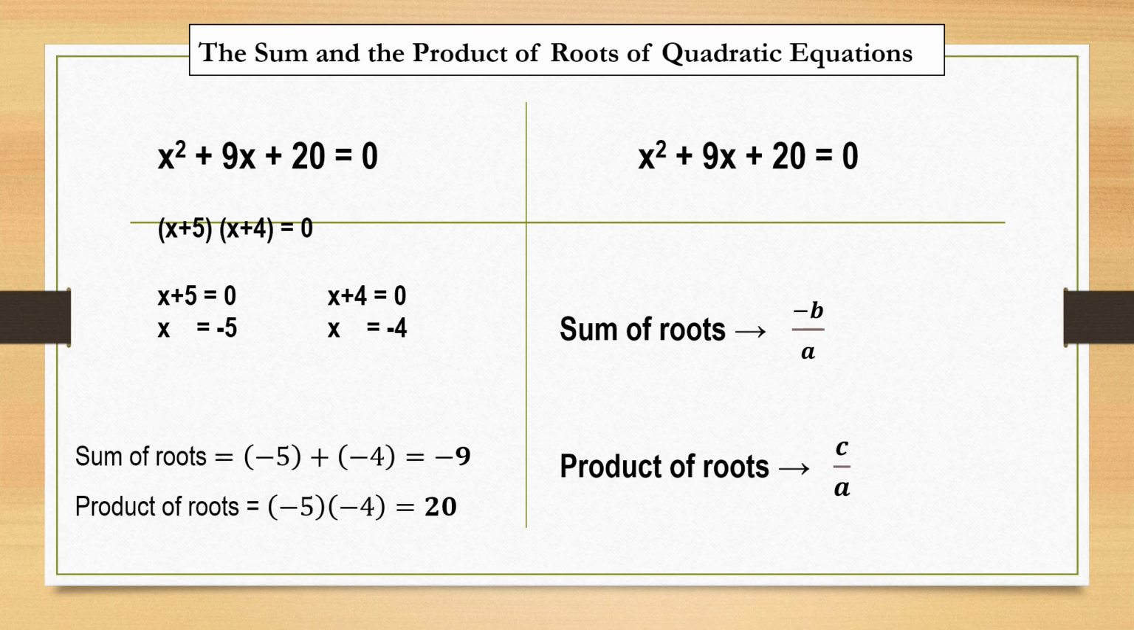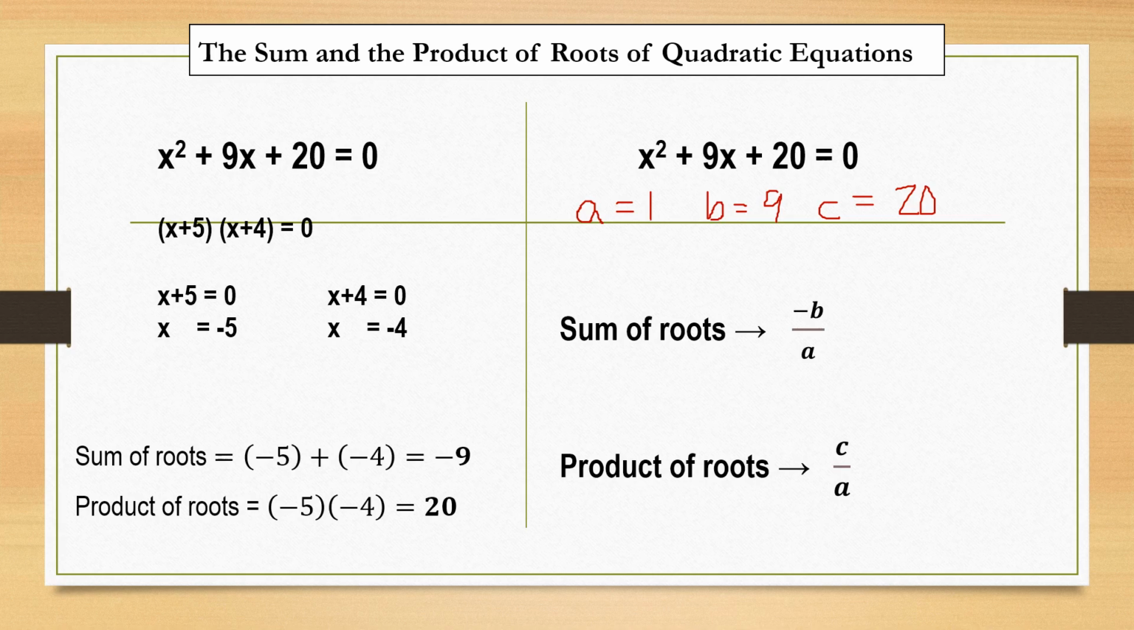From our previous example, we were able to determine the sum and the product of the roots by finding the solutions of the quadratic equation. Now this time, we will apply the given formula. Let's see if we will come up with the same answer. First, let us identify the values of a, b, and c in the given quadratic equation. So a is equal to 1, b is equal to 9, and c is equal to 20.